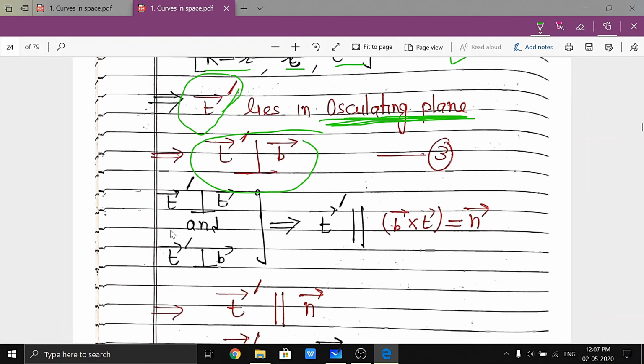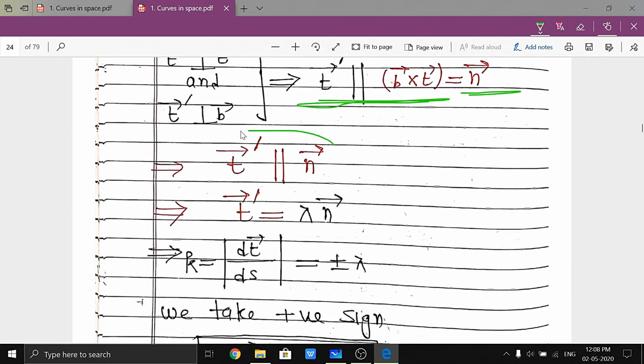Now T' is perpendicular to the T vector, and T' is perpendicular to the B vector, so it is parallel to their cross product. So this is B cross T. What is B cross T? It is N. So it means this T' vector is parallel to the N vector. By the definition of parallel vectors, this can be written as T' = λN, the N vector.